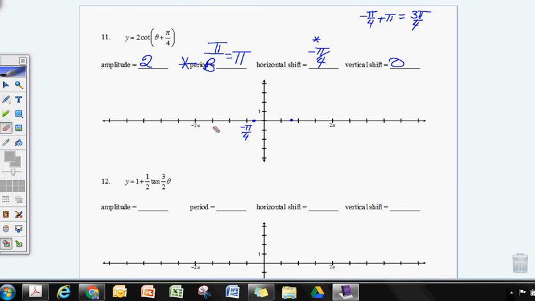Let me erase that just to get it lined up a little better. This is -pi over 4, and this is 3 pi over 4, and halfway in the middle would be positive pi over 4. Okay, so that is a tangent wave.